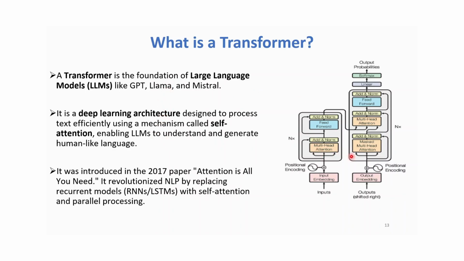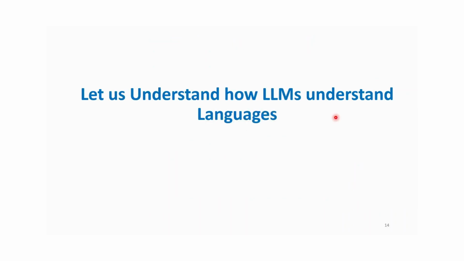Just to recall once again, this is the architectural diagram of the transformer that was published in the paper Attention is All You Need by Google. This is the encoder and this is the decoder. At the end of this part 2 video, you should be able to understand each of the components of this transformer architecture.